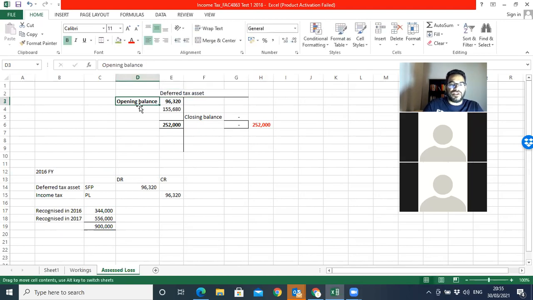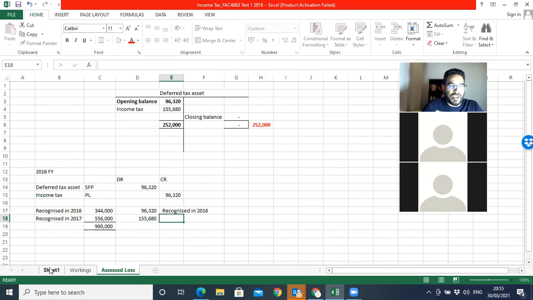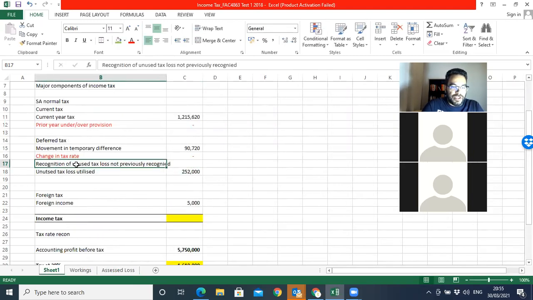Tax is at 28%. So this is what I'm going to say. Recognize. Technically, you're going to call it income tax, but this relates to the amount recognized in 2016. This is recognized. So I'm going to fetch that. I'm not going to retype this whole thing out. This relates to that over there.